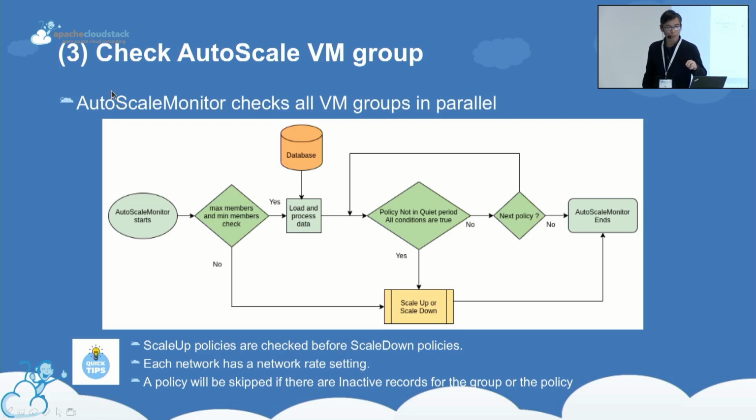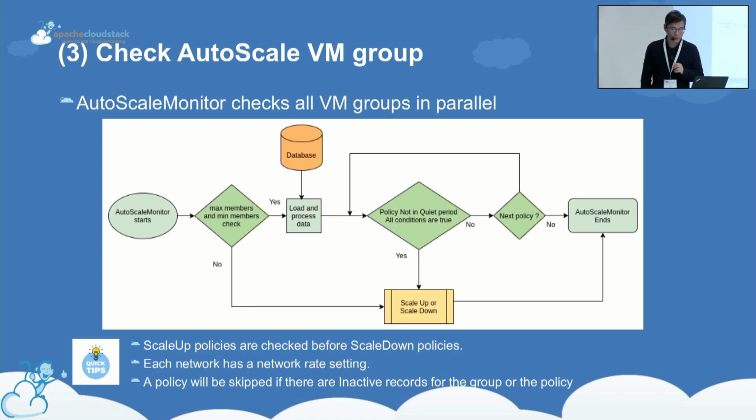The first check is the maximum member and minimum member check. If it passes, then it will load the data from the database and process the data. Then it will check all the scale up policies and scale down policies. If the policy is not in quiet period, and all the conditions in the policy are true, then CloudStack will do scale up or scale down depending on the action of the scale policy.